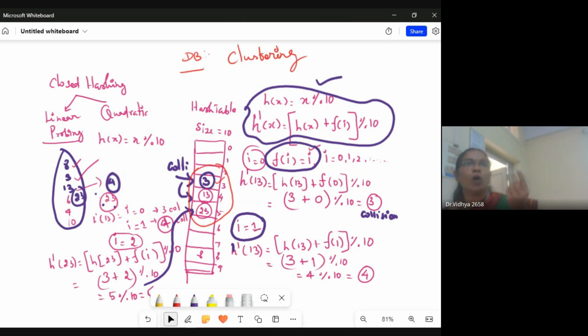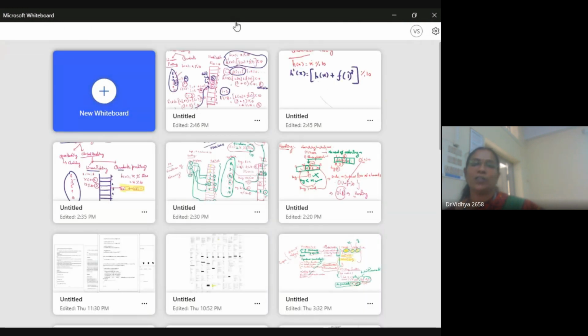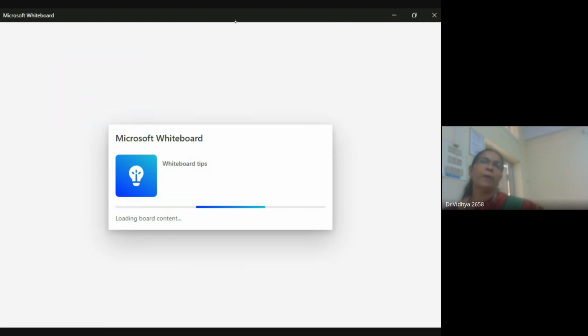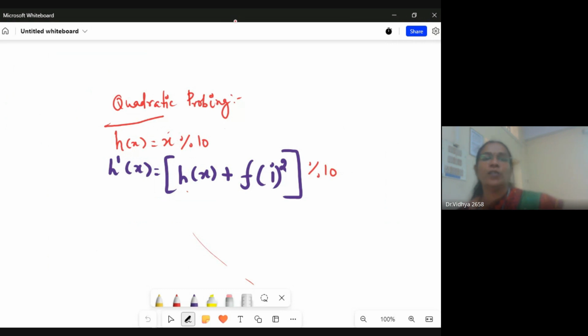In order to overcome this clustering, the accumulation of elements at the same location, we are moving to the concept of quadratic probing. So that is the reason for moving to quadratic probing. Instead of i, we are following the method of i square. The same way you can calculate.